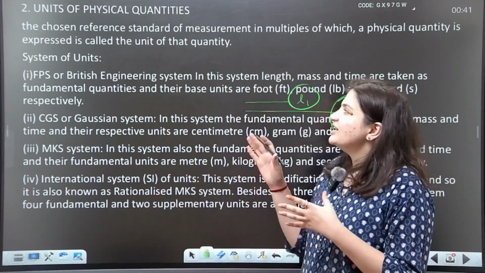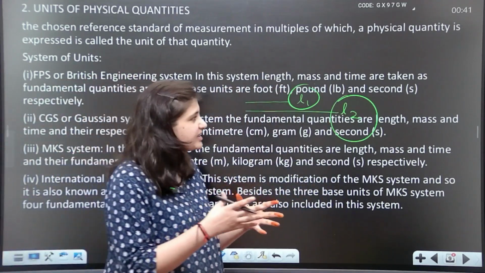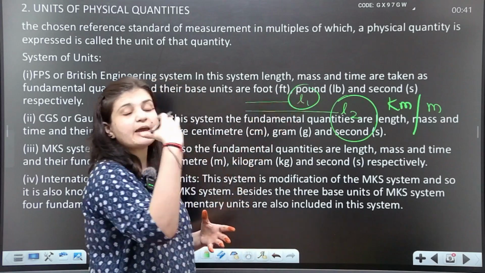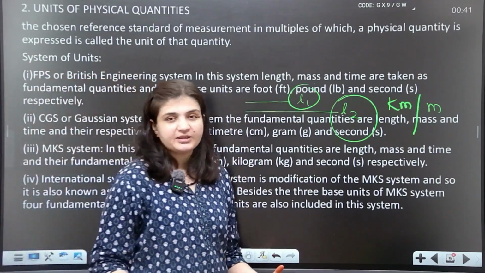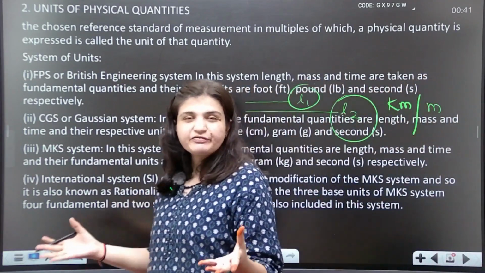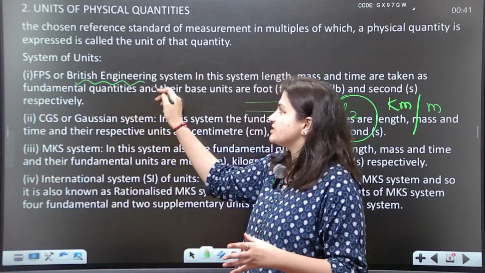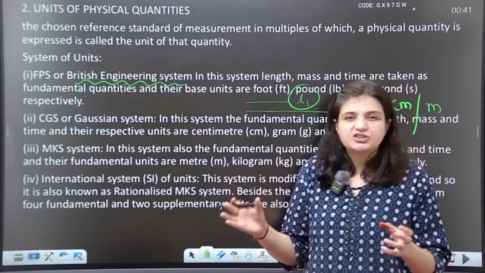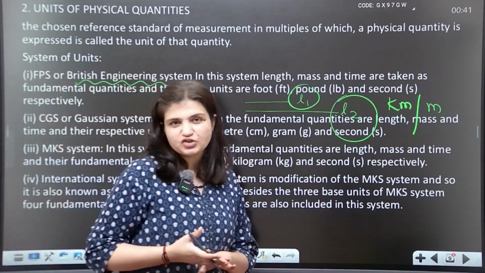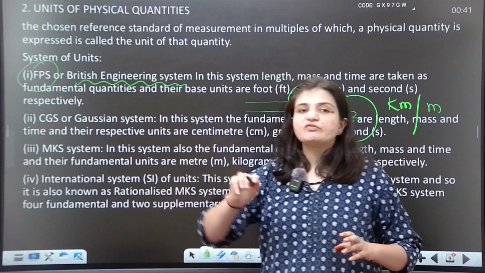Now students, when these units were discovered to measure the length, like kilometer, meter, we have various types of units to measure the length. So what was the first initial discovery for these units? We have the British engineering system, which was discovered in Britain, obviously. This system was FPS.